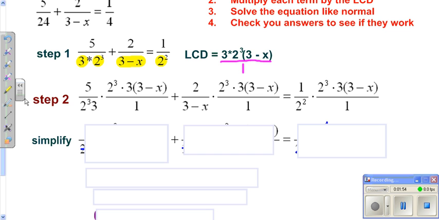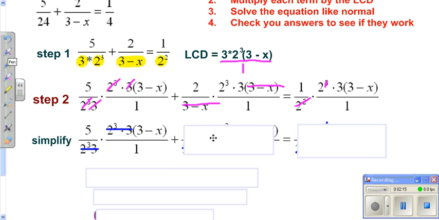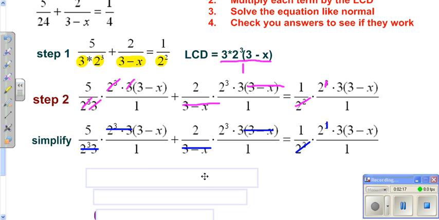Then you can go ahead and start crossing things out that are the same on the top and the bottom. If you are doing it correctly, all your denominators should end up dropping out. Notice that it's only a 2 squared on the bottom, there's a 2 cubed on the top, so it simplifies down to a 2 to the first. So if you're doing it correctly, all your denominators should drop out, and that's what we were showing here.